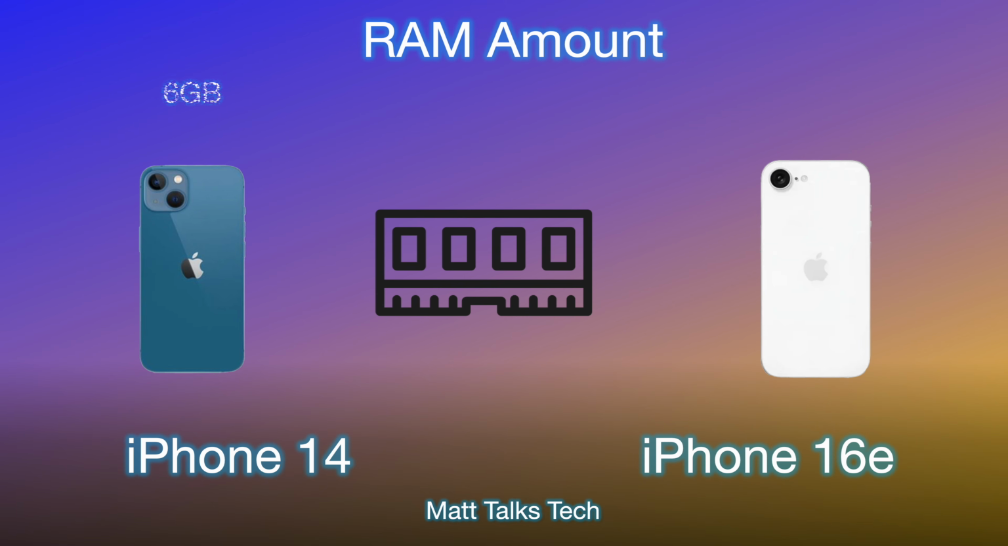But then moving over to the RAM amounts, we've had a bump up here. So we've got an extra 2 GB of RAM now out in the iPhone 16e. We actually had 6 gigabytes in the iPhone 14, so now we're up to 8 gigabytes. So that's mainly to do with Apple Intelligence that we'll talk about in a moment.